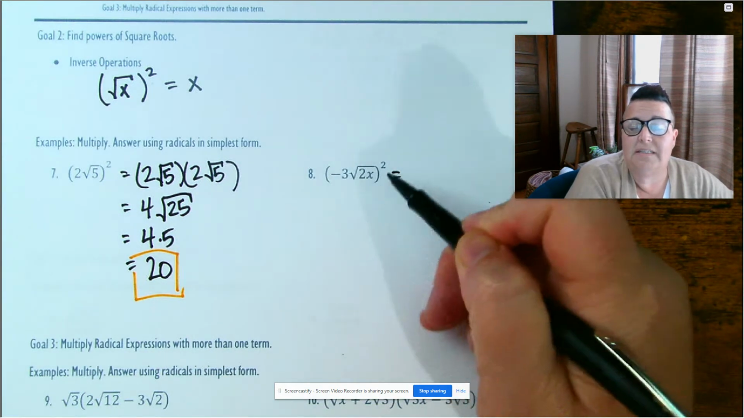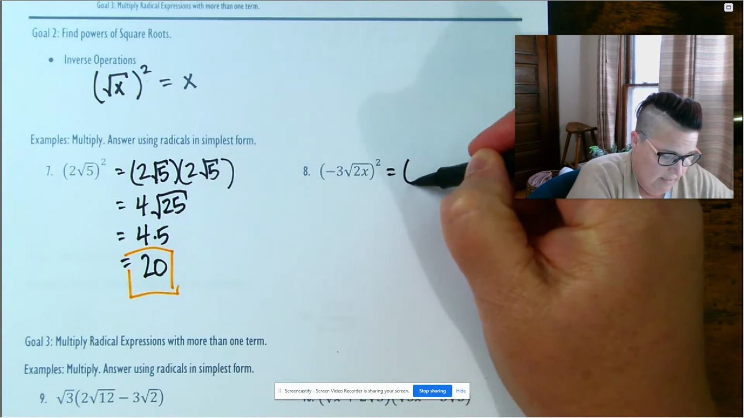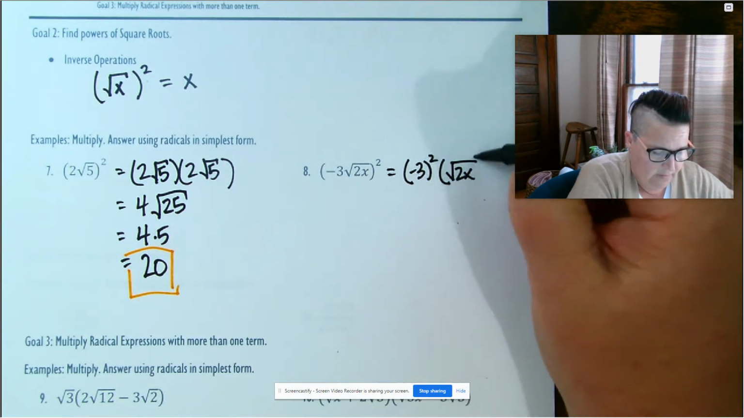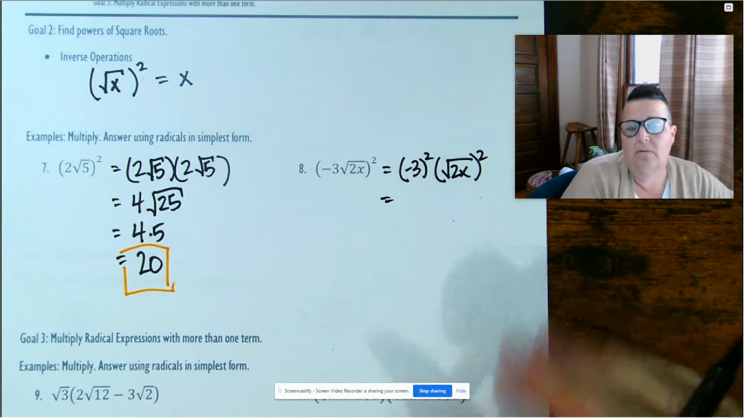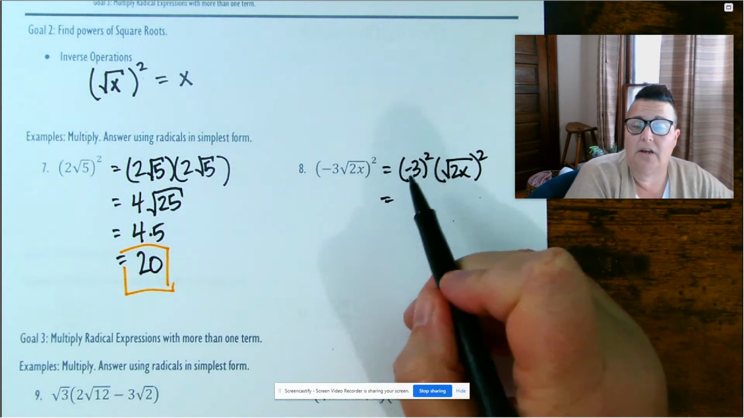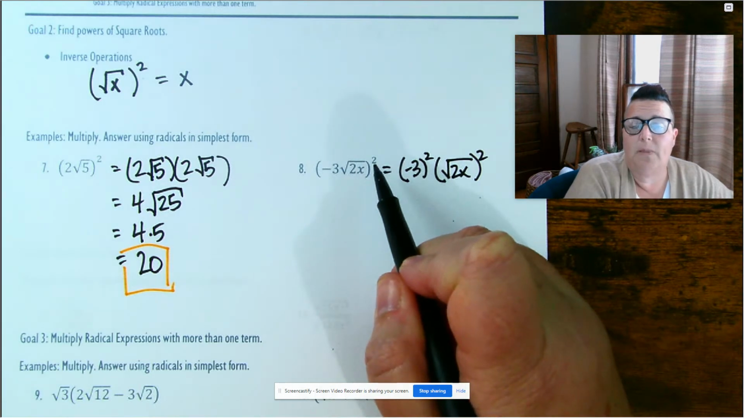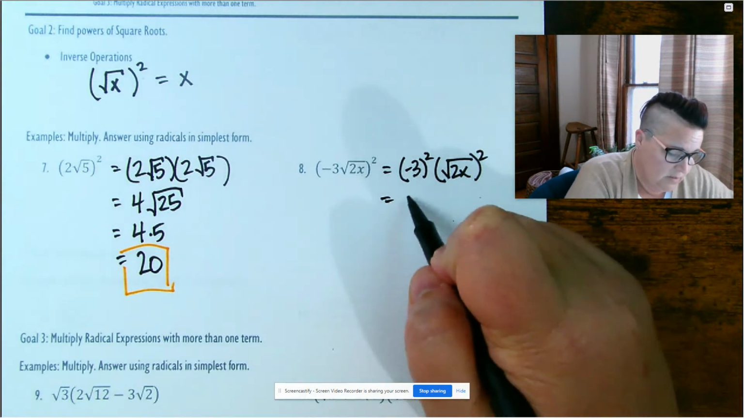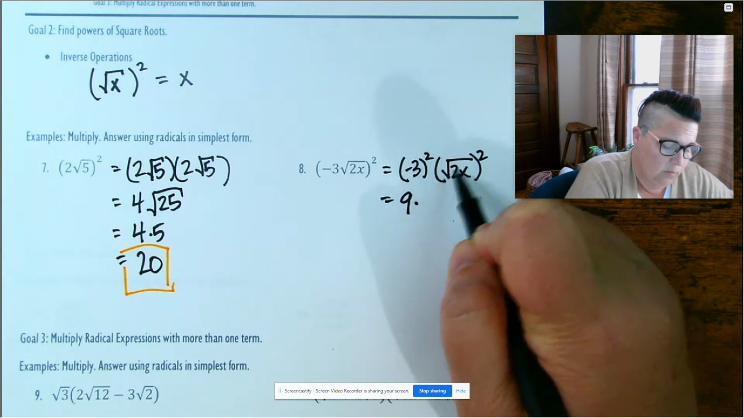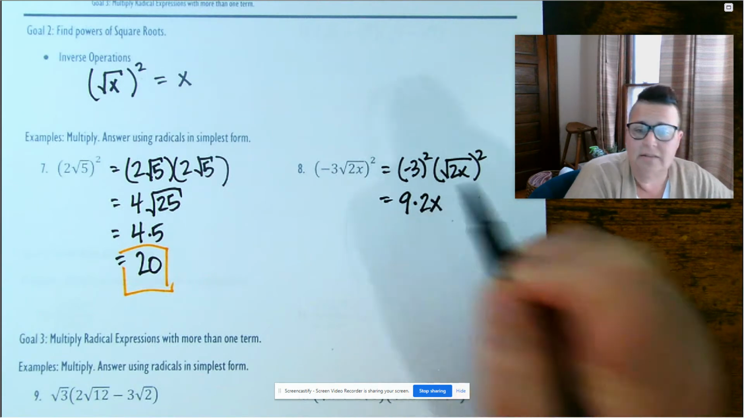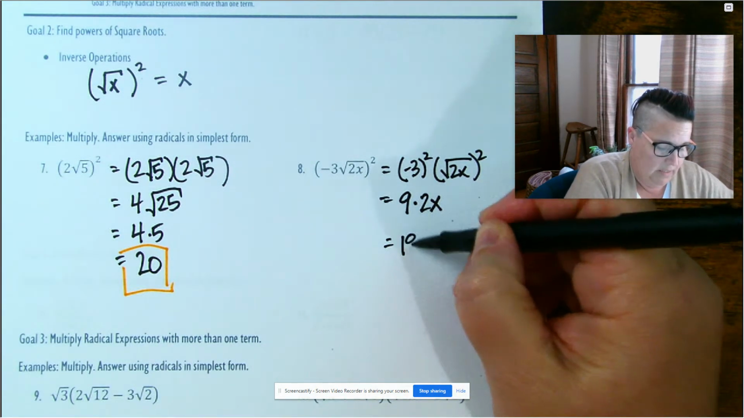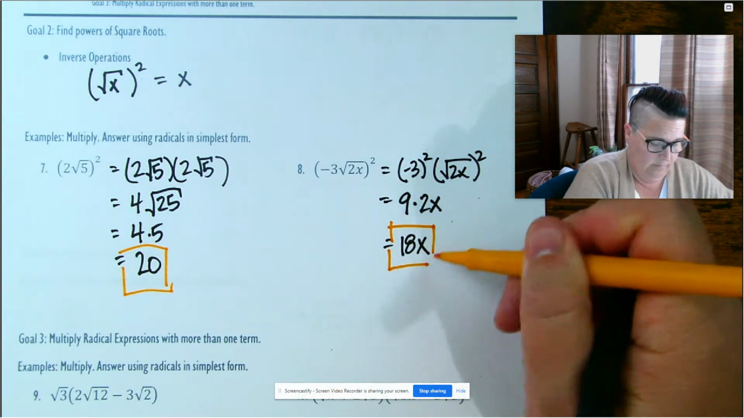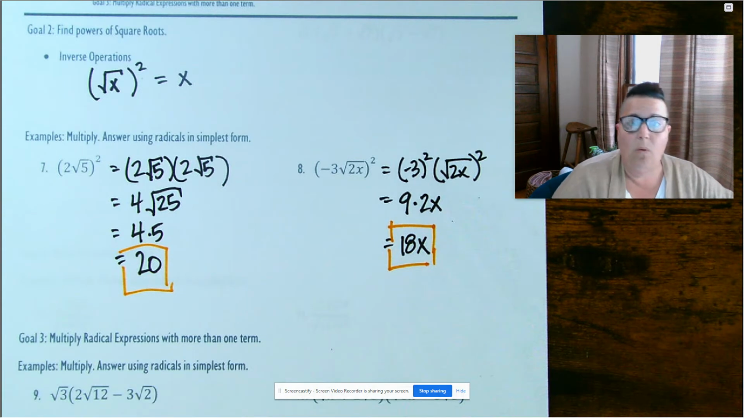I can use this, and I can do this slightly differently by seeing it as a negative 3 squared and a square root of 2x squared, right? Product rule, way back from earlier, I can use the product rule, and I can put that 2 on the negative 3, and I can put that 2 on the root 2x. So this will get me 9 times the square root squared is going to just get me 2x. So this is going to be 18x. All right. Why did I show you that?